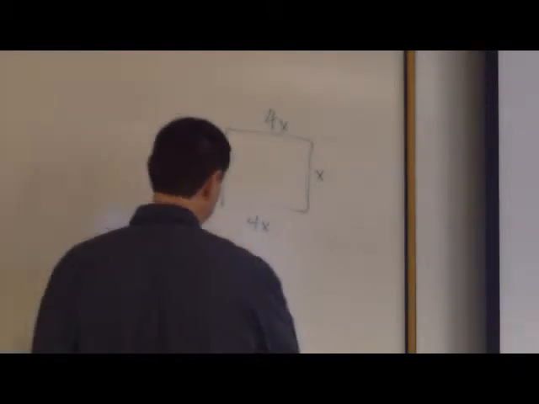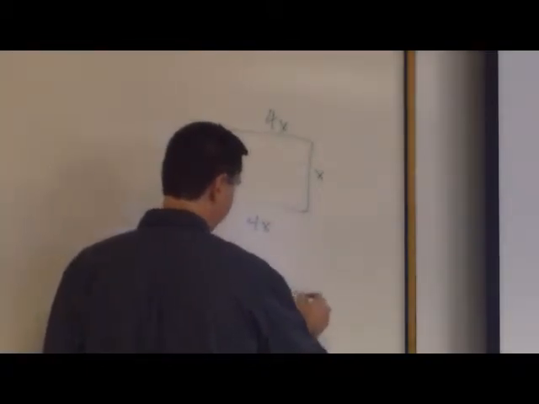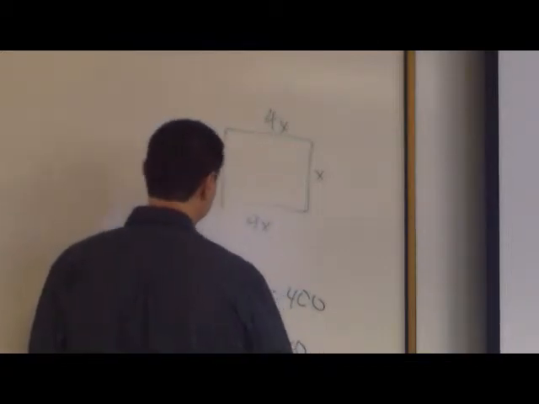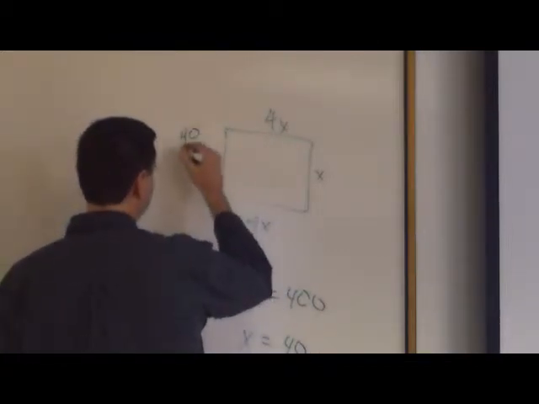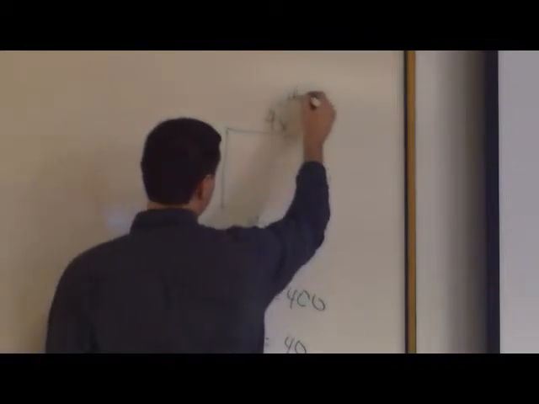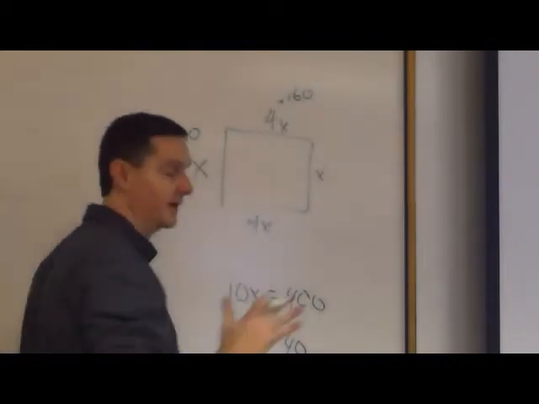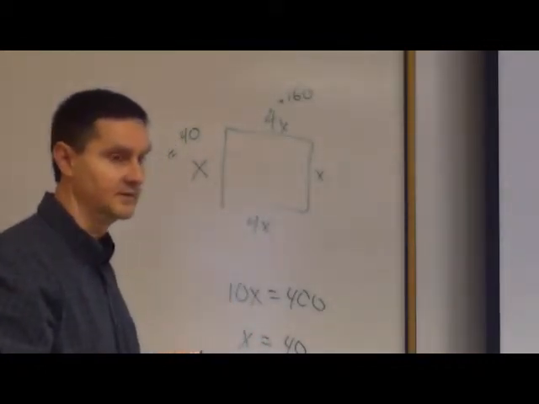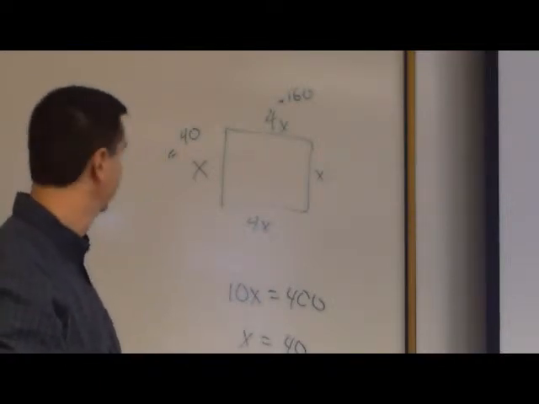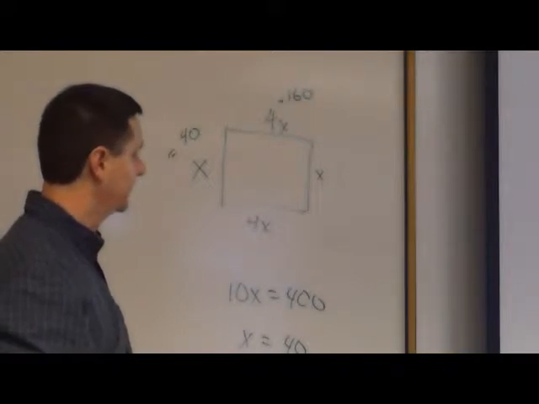So if I added all those up, I get 10x equals 400. Right, I can say, ooh, x is, I think, 40 there. So this side's 40. This is 160, I think. And now I can figure out what the area is. Right? So not too bad. I think that's 6,400 square feet.